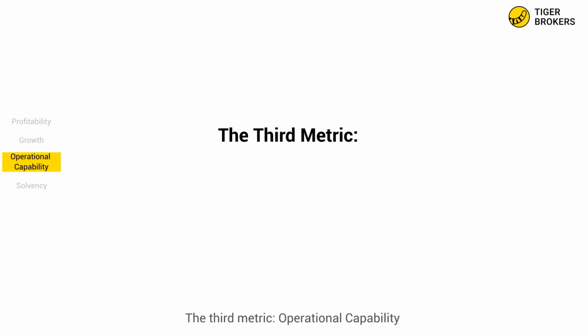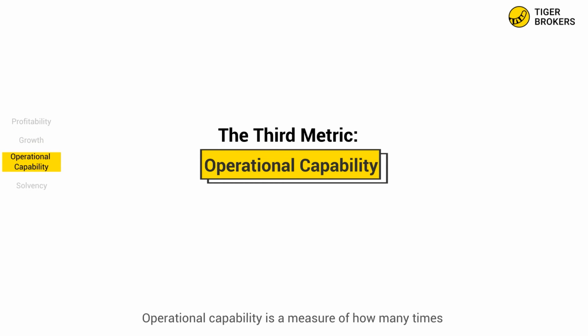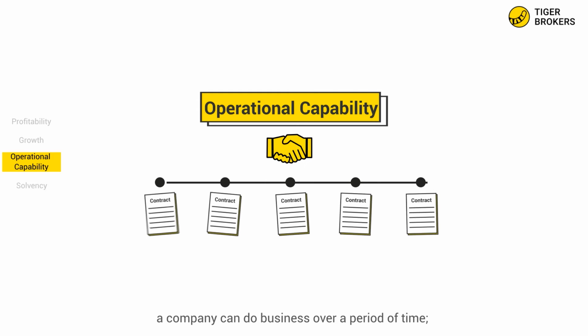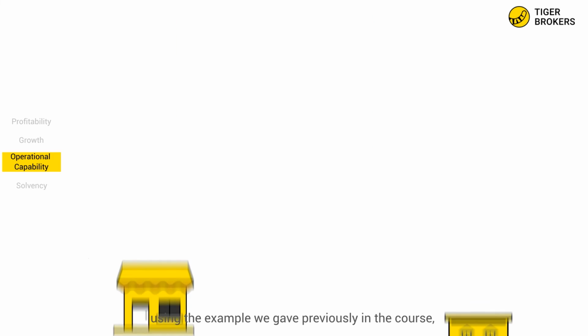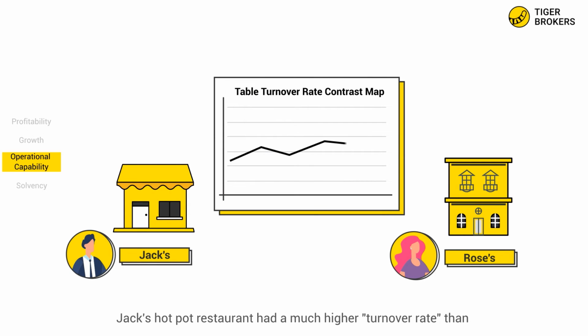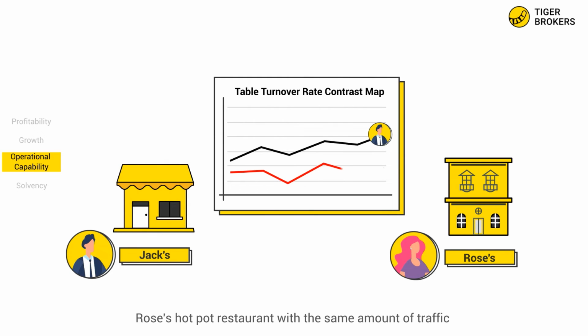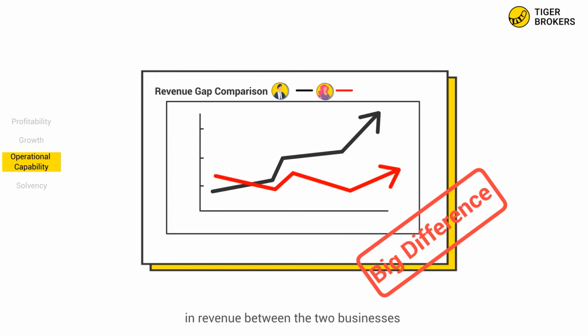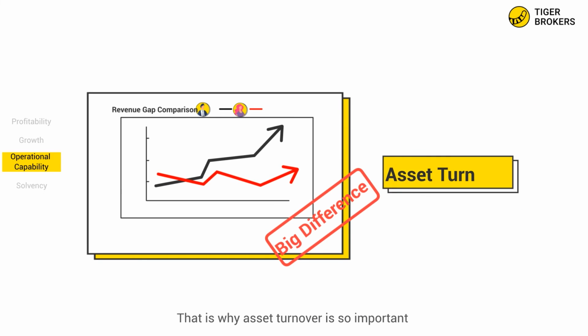The third metric, operational capability. Operational capability is a measure of how many times a company can do business over a period of time. Using the example we gave previously in the course, Jack's Hot Pot restaurant had a much higher turnover rate than Rose's Hot Pot restaurant with the same amount of traffic. That translated into a big difference in revenue between the 2 businesses. That is why asset turnover is so important.